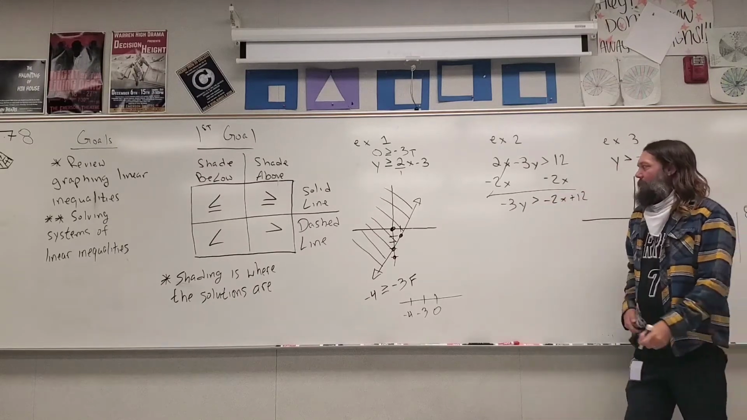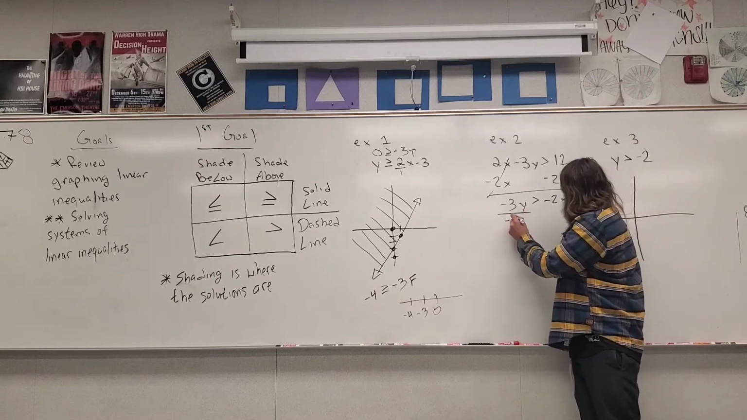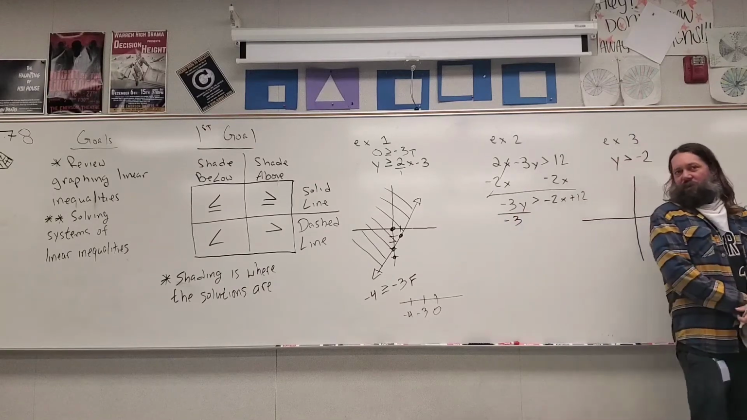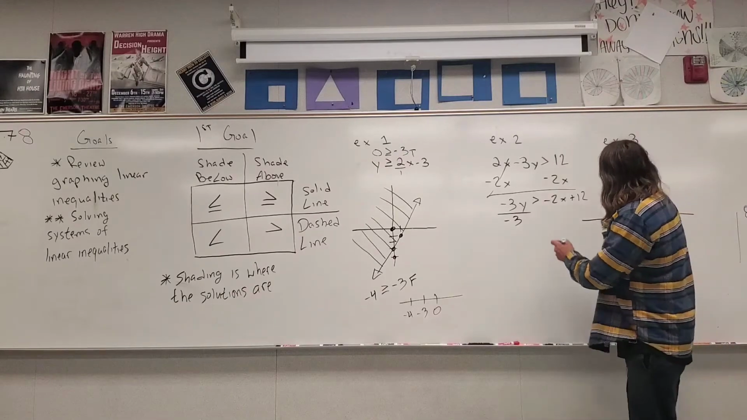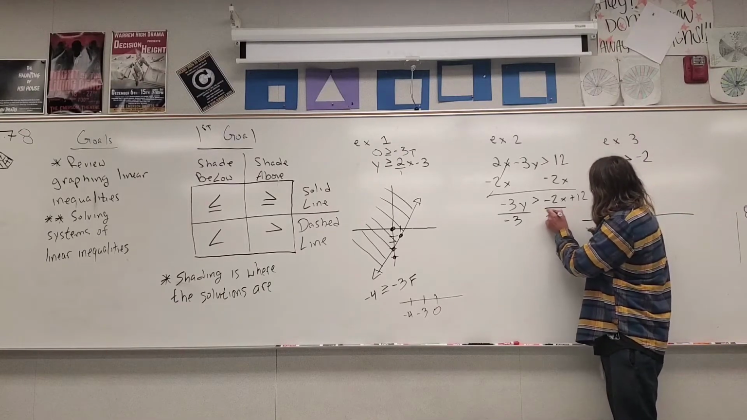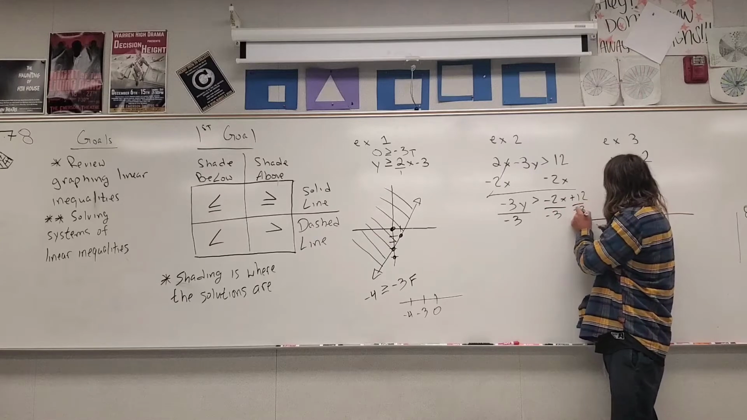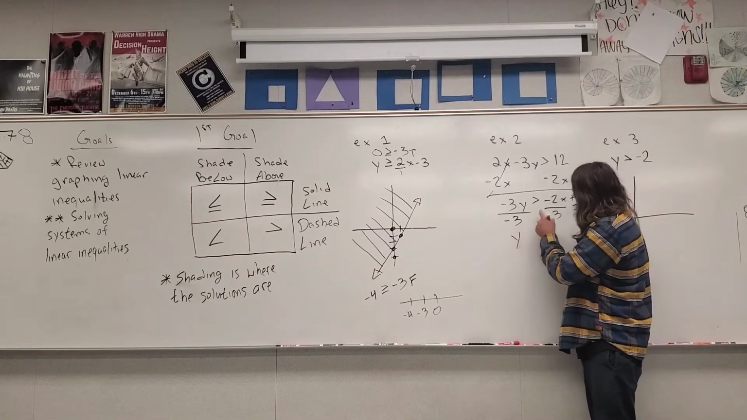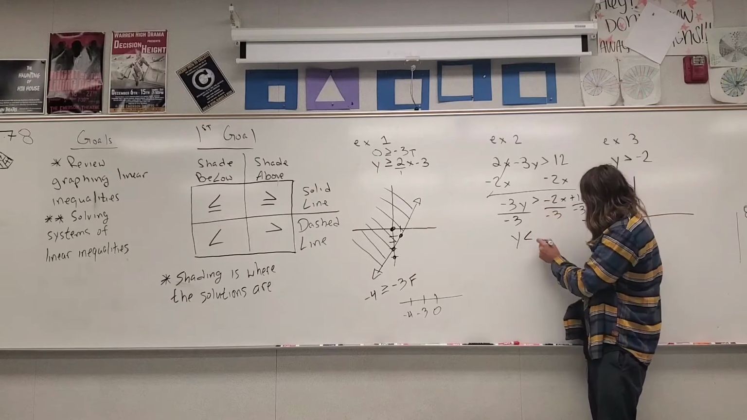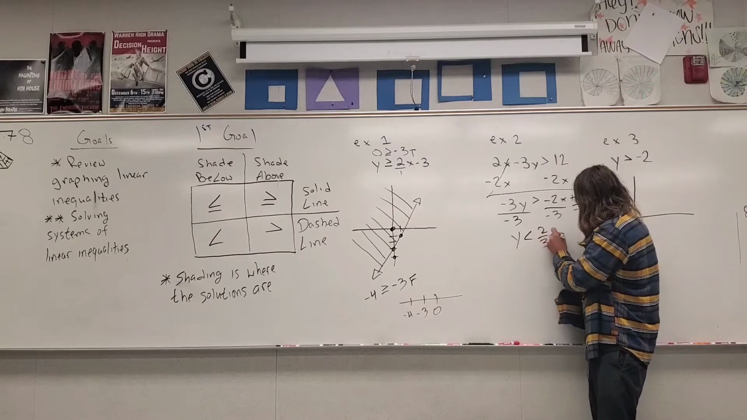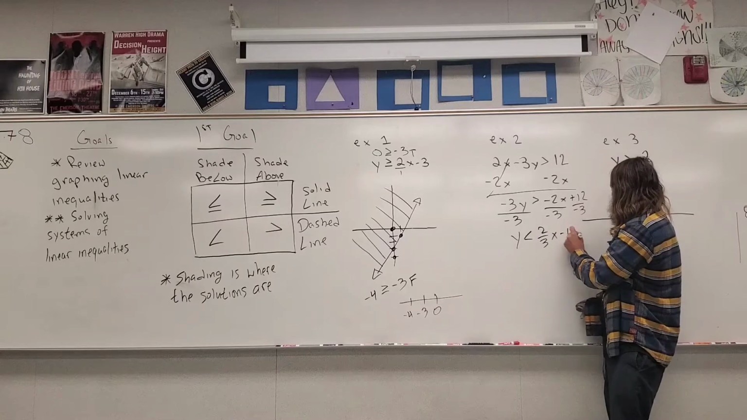So remember, when I divide by a negative, what's happening is you're switching the position of numbers. And when you switch the position of numbers, you have to change the description of where the numbers were. So now I'm going to have y, instead of being greater than, it's going to be now less than. And I can get rid of the negative, so it's 2 over 3, x minus 4.